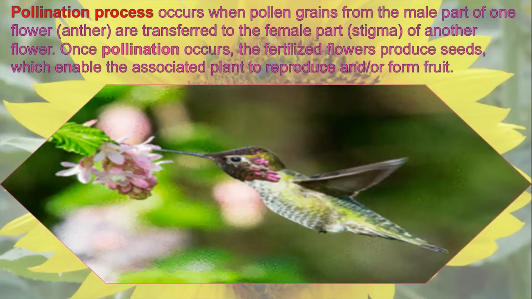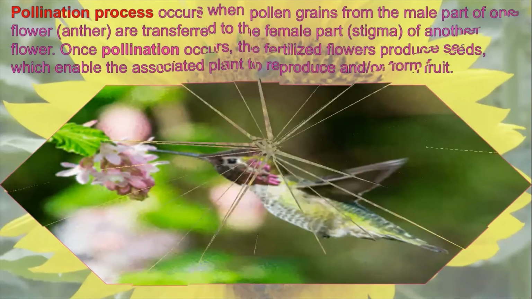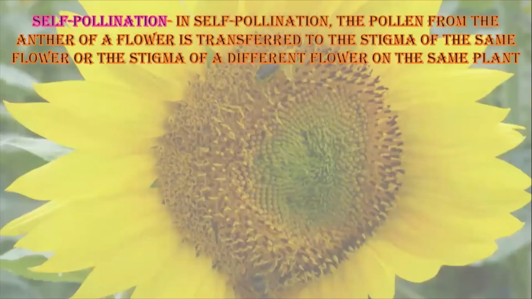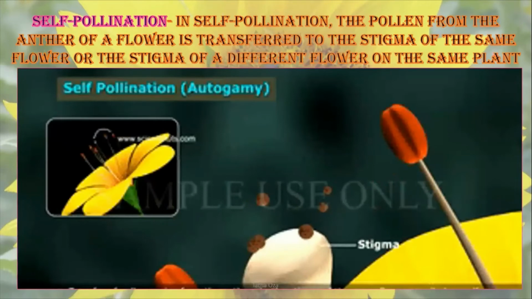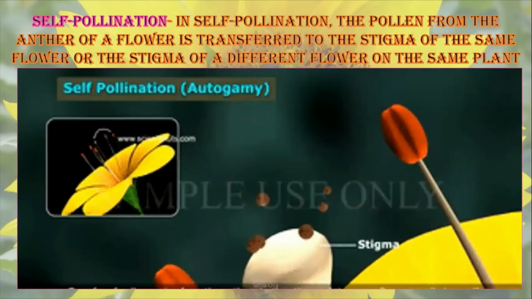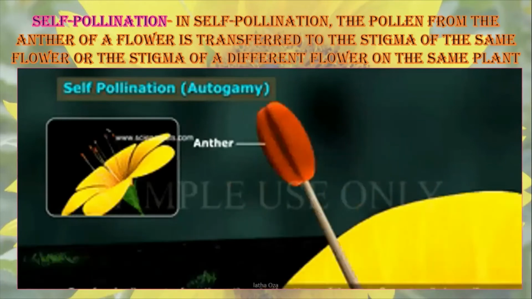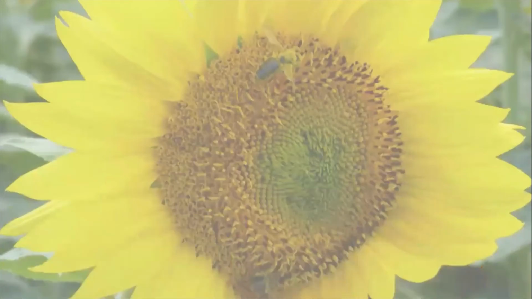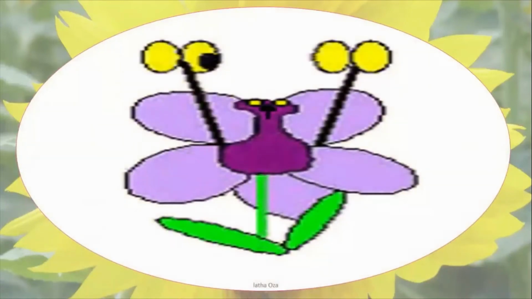Pollination is of two types. Self-pollination is when the pollen grains from the anther of one flower fall on the stigma of the same flower or another flower present on the same plant. This process of pollination is called self-pollination. Self-pollination is commonly seen in pea flower.